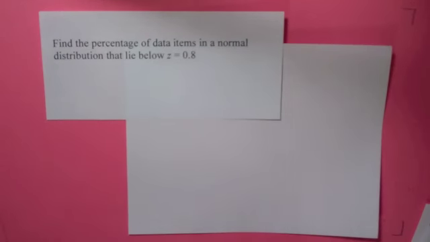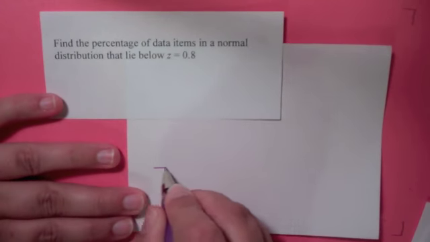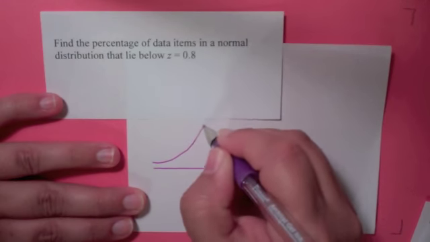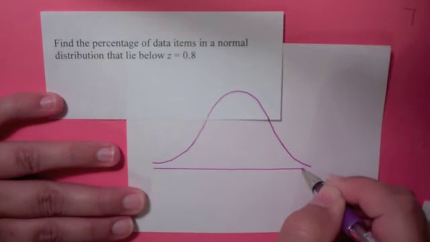Find the percentage of data items in a normal distribution that lie below z equals 0.8. Okay? Alright, so the best way to do these, I always think, is to draw a picture of a normal curve. Okay, so here's your normal curve. And mine never come out perfectly symmetrical, but I just need a sketch here.